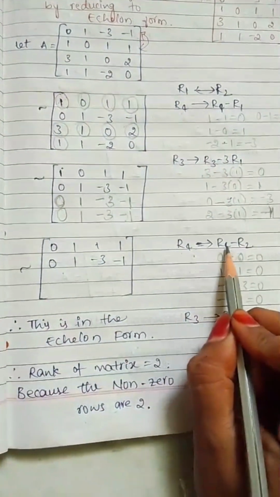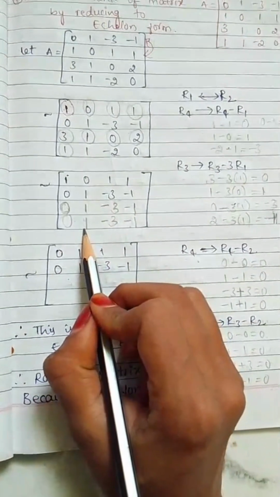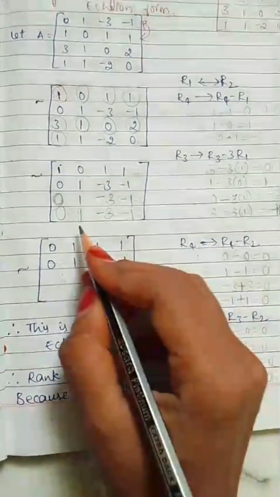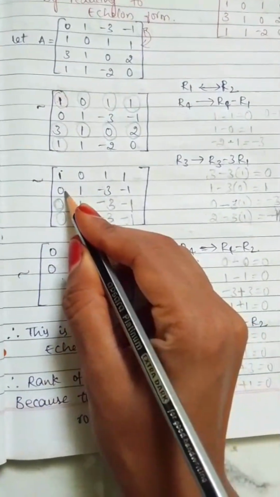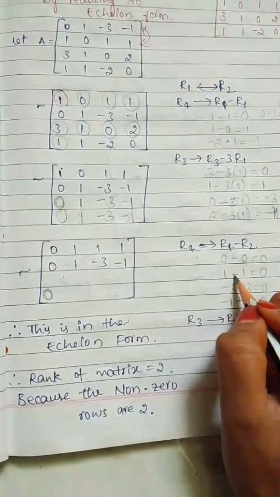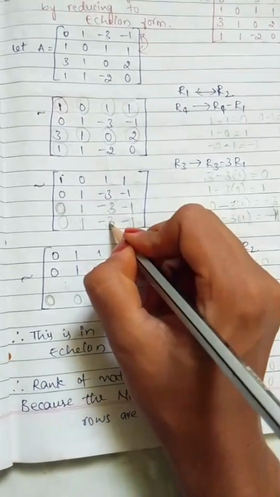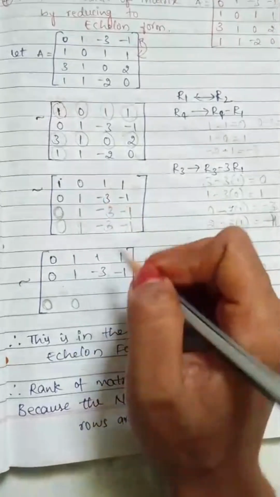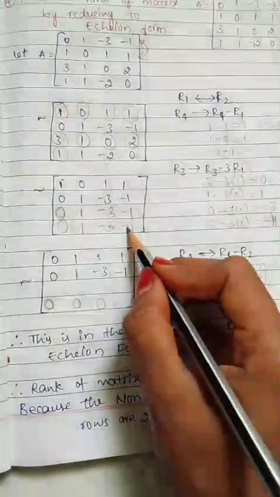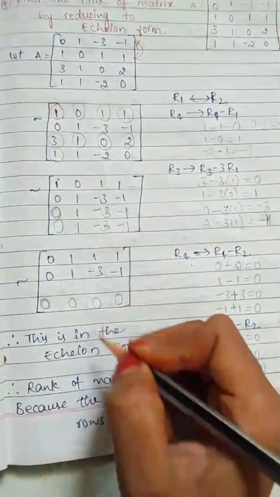Then change R4 to R4 minus R2. See, R4 and R2 are the same. Then if I do that, I'll get 0 in all of R4. For example, 0 minus 0, R4 minus R2, that will be 0. I'm doing it for R4, remember that. And 1 minus 1, that will be 0. And minus 3 plus minus 3, that will be 0. And minus 1 plus minus 1, that will be again 0.